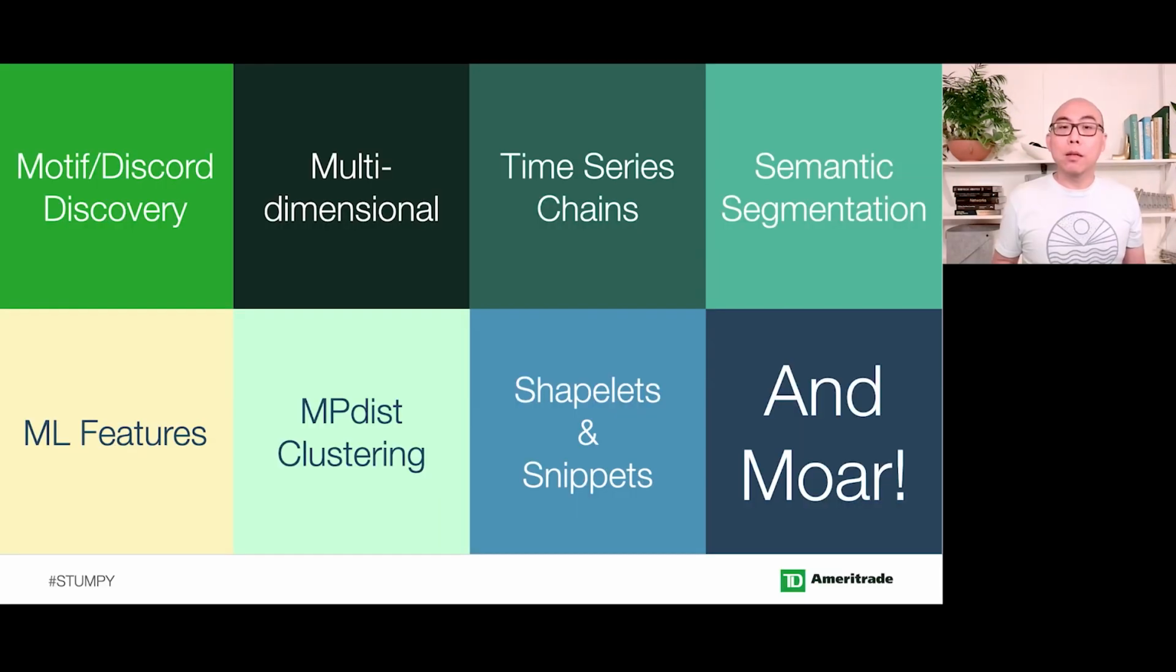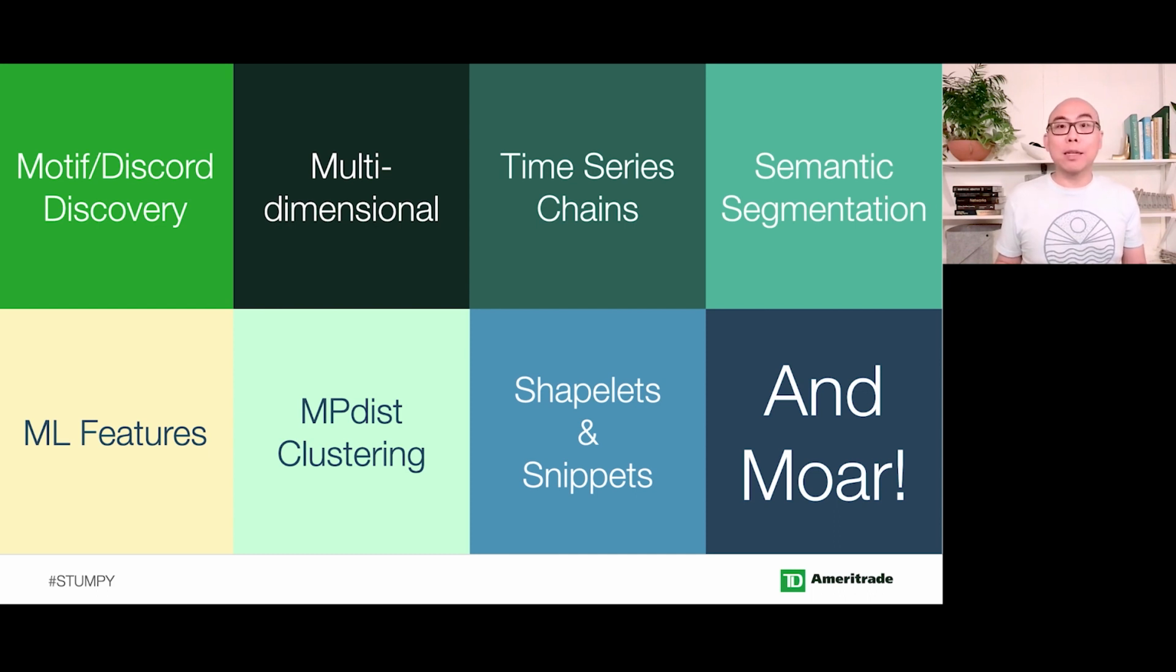So coming back, I know we've discussed a lot of different things. First and foremost, we've talked about motif and discord discovery, so looking for patterns and anomalies. We've also talked about how you can use MSTUMP for multidimensional matrix profiles. So if you have multiple sensors collecting, let's say, humidity, temperature, and pressure all at the same time, you can analyze which of those time series are important. You can also do something called time series chains, which is related to forecasting. And also semantic segmentation, sometimes known as change point detection, where you can detect whether there's a regime change within your time series.